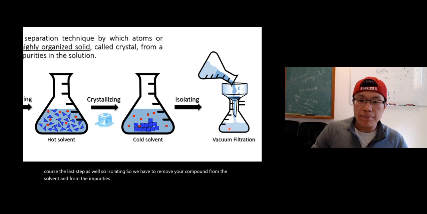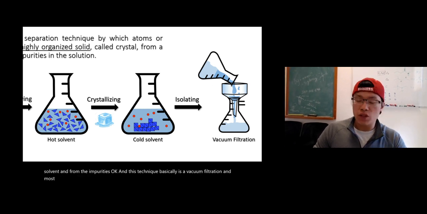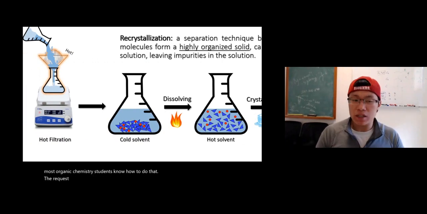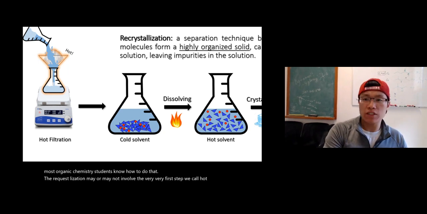This technique is basically a vacuum filtration, and most organic chemistry students know how to do that. The recrystallization may or may not involve a very first step we call hot filtration. We're going to talk about what it's for later.